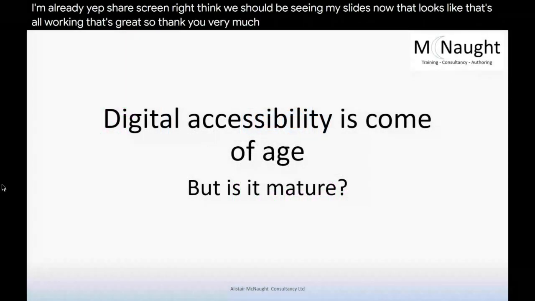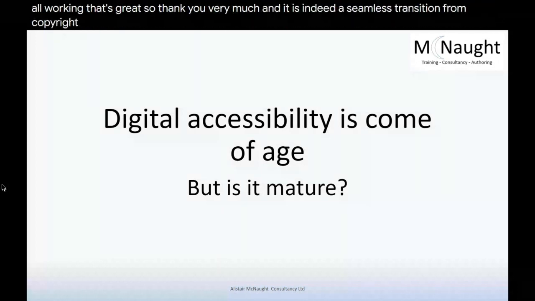Thank you very much. And it is indeed a seamless transition from copyright to accessibility.